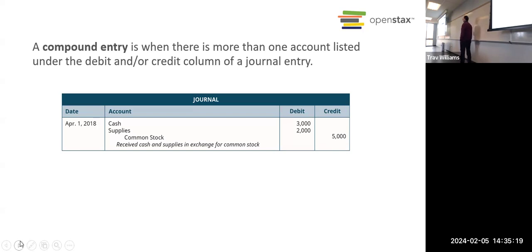But what do you think happened in this transaction? Yeah, so the investor got some stock. They gave the company some cash, but they also gave the company some supplies. So the company must have agreed to that and said, sure, go ahead and give us cash and some supplies and we will give you stock in exchange.